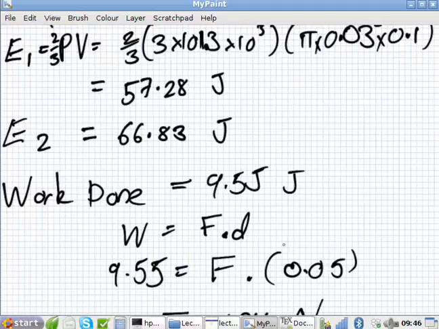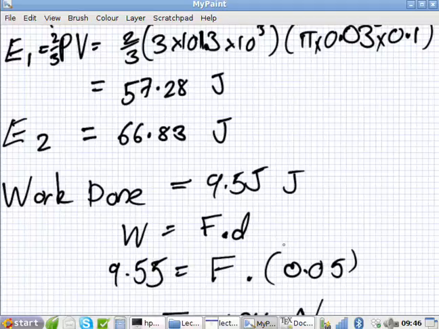Why do you use pi r? Okay, it's a circle. It's a cylinder. Right, so this here is 57.28 joules.